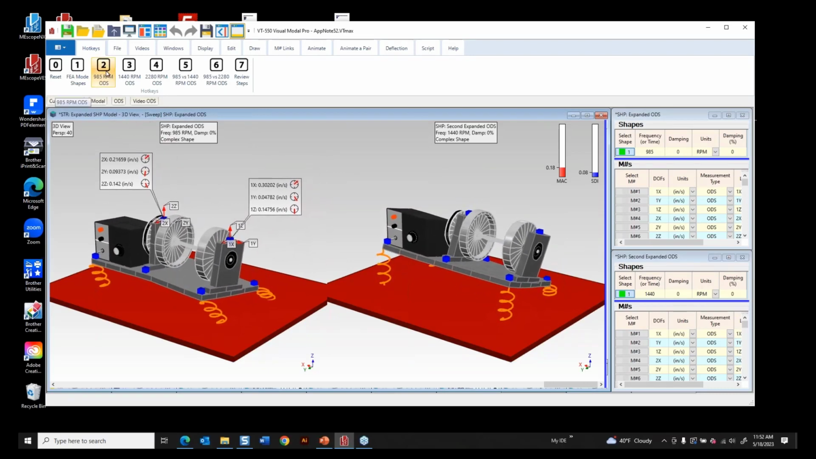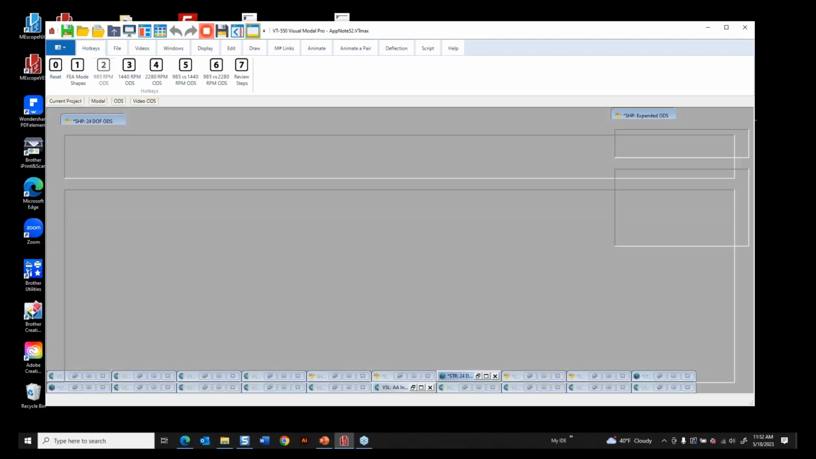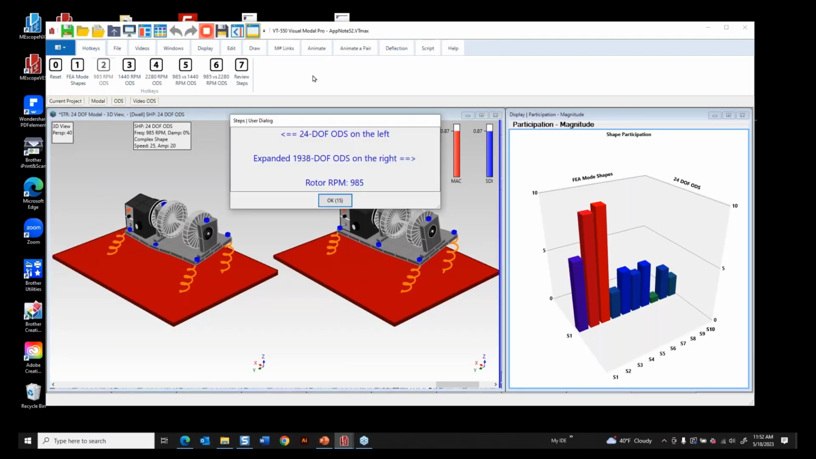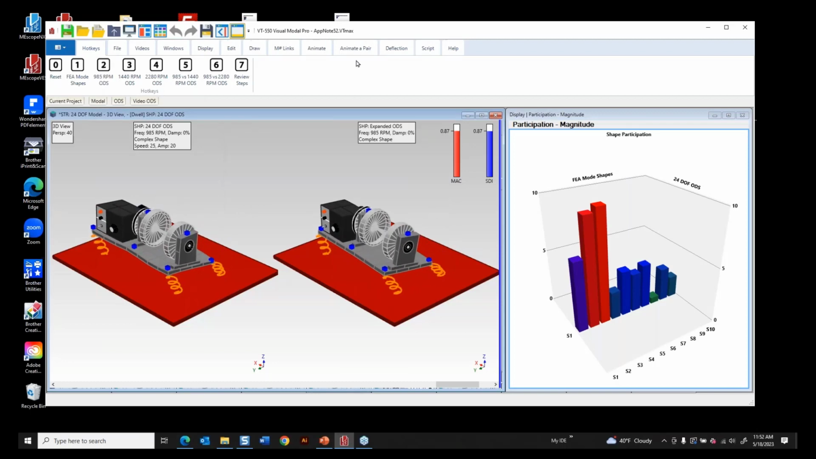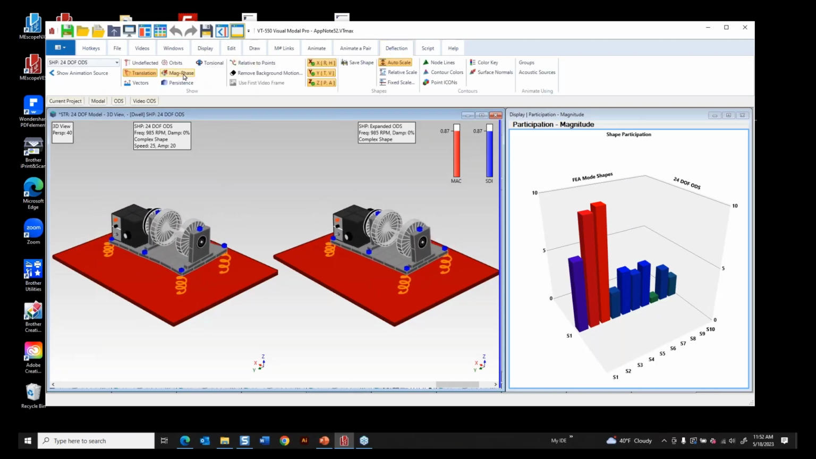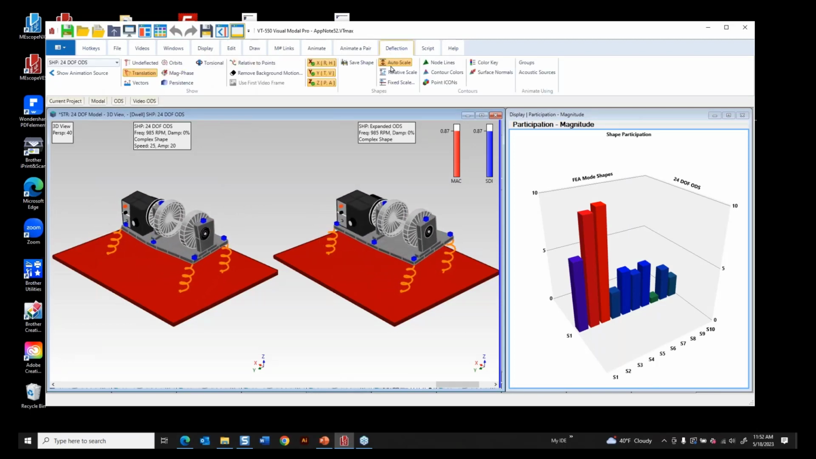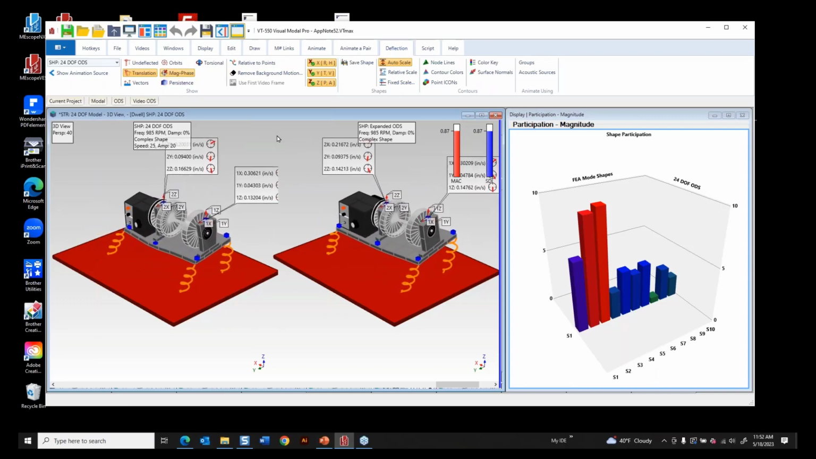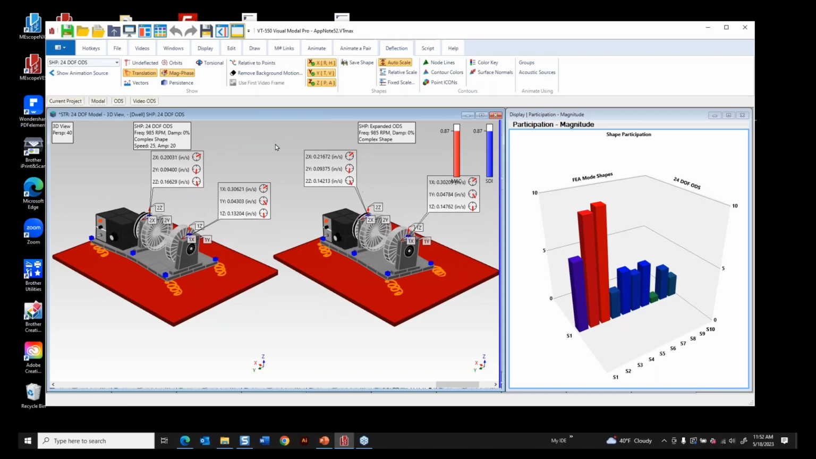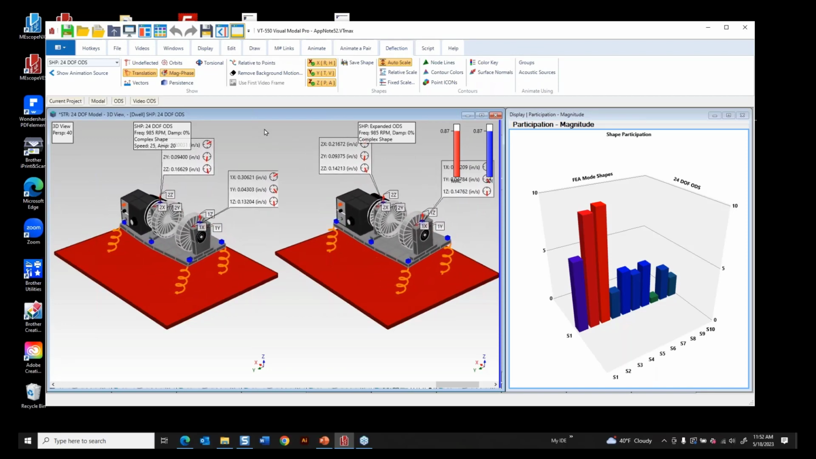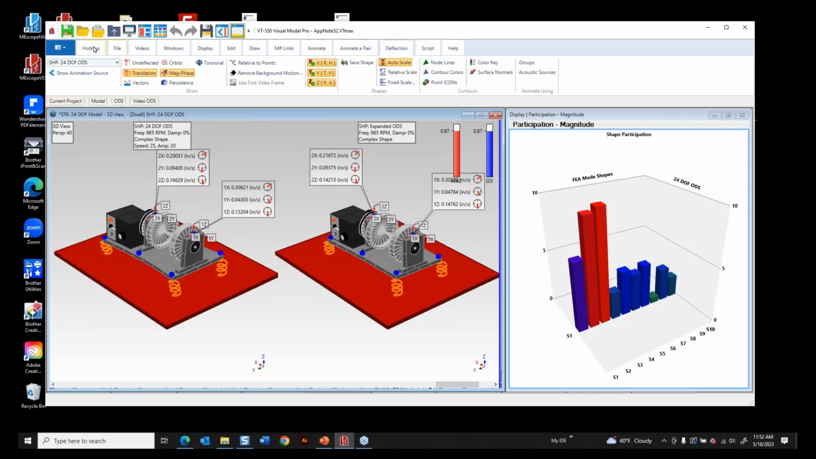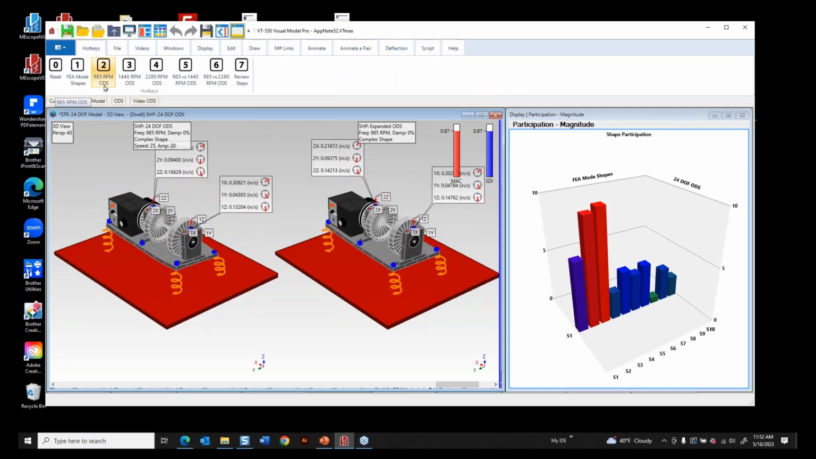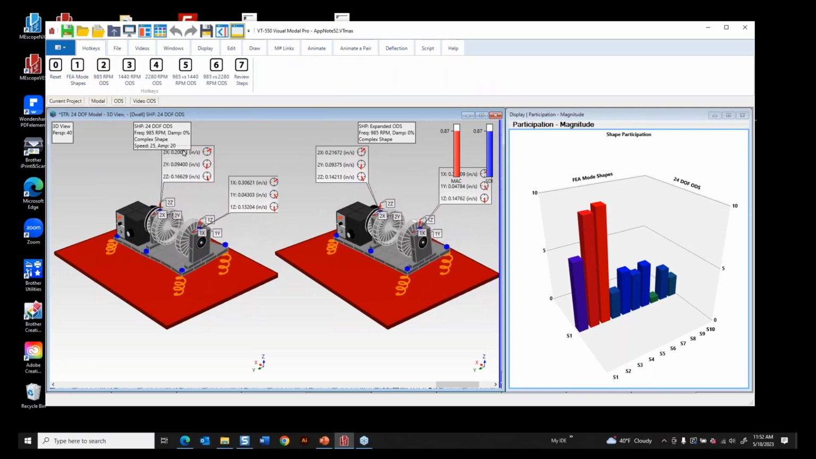Let me go back, and we've got two things going on here. I'm going to turn on magnitude and phase. So we do that here. Magnitude and phase, this is the deflection menu. These are all the point graphics that we can put on. So this is showing, where were we here? The 985 RPM ODS.